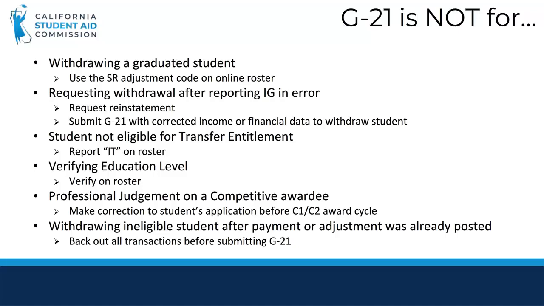If a student is not eligible for transfer entitlement, you can report IT on your roster, and verifying education level will also be done on your roster. For professional judgment on a competitive awardee, you'll want to make corrections to the student's application before the C1, C2 award cycle. For withdrawing ineligible students after payment or adjustment was already posted, you can back out all transactions before submitting the G21 form.